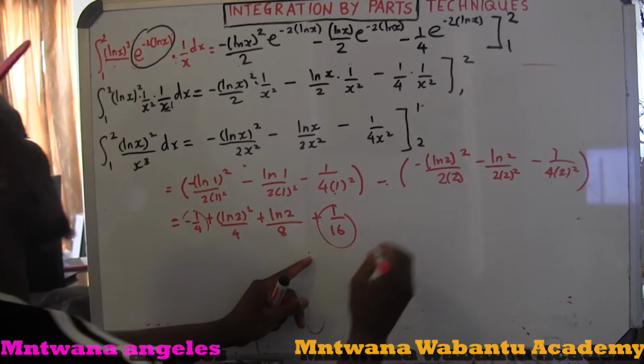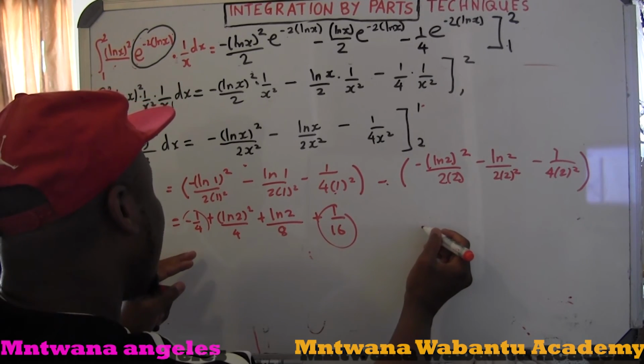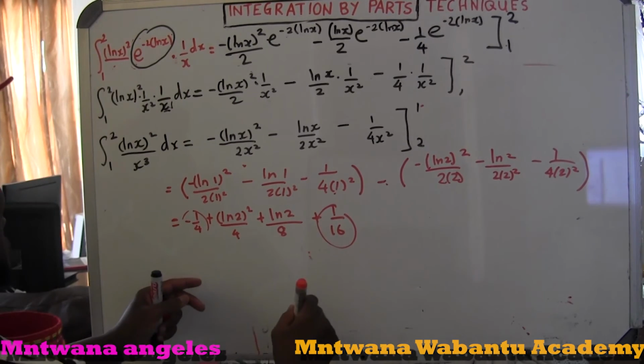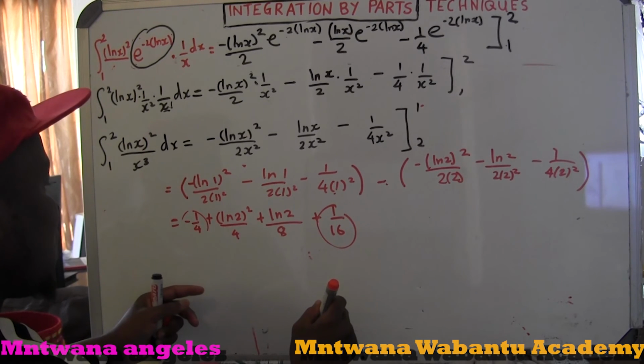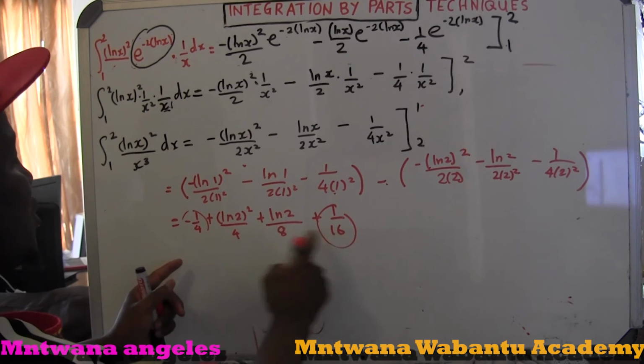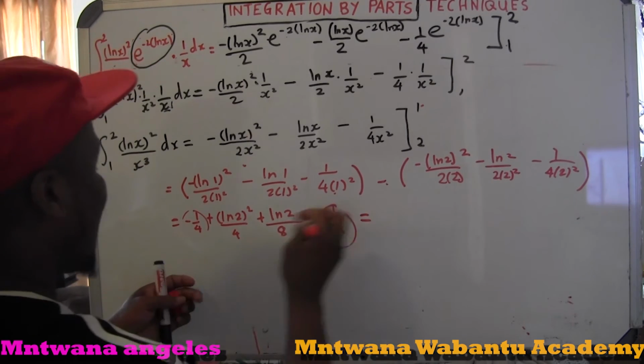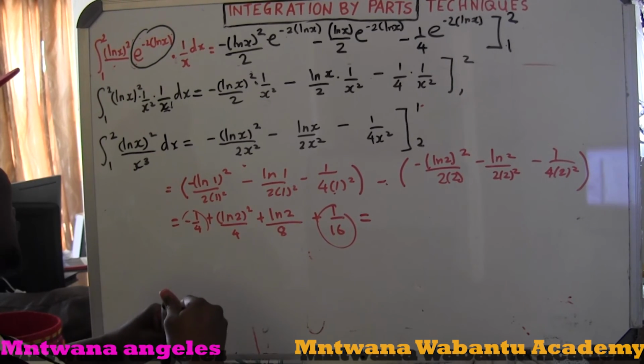I think I can find the common denominator for all of them. So the common denominator is going to be 16. There are a lot of ways you can do it.